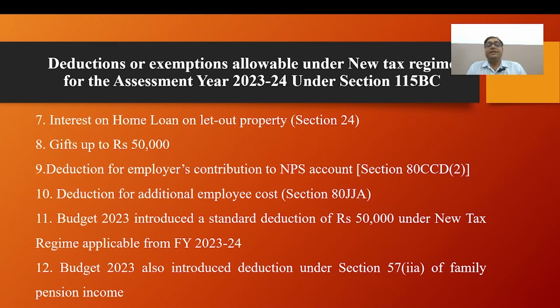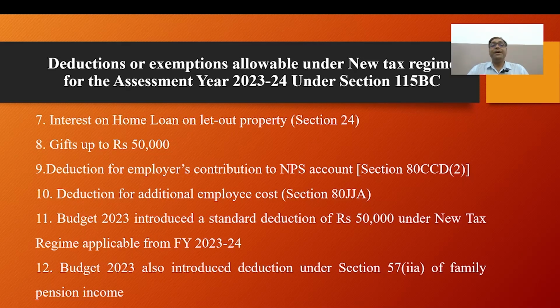And point 11 is the year 2023-24, which will be discussed here. In the budget, you are eligible for tax exemption under the new tax regime with effect from 2023. The budget introduced a standard deduction of only 50,000. It will be under section 57, clause second A.